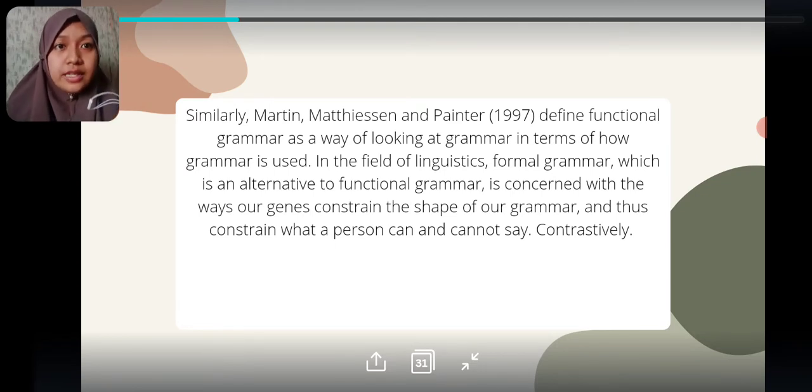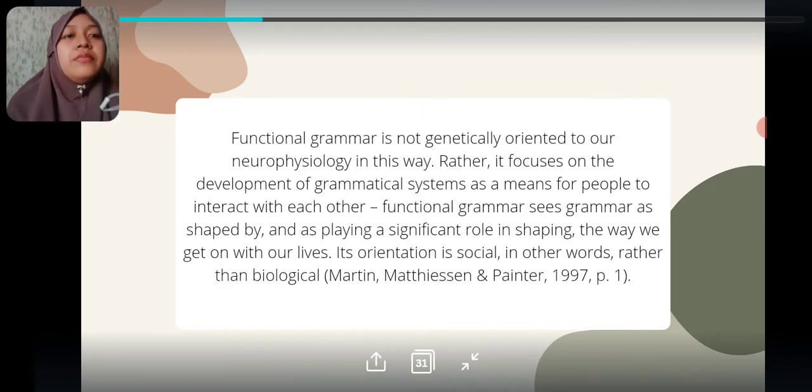Similarly, Martin, Matthiessen, and Painter define functional grammar as a way of looking at grammar in terms of how grammar is used. In the field of linguistics, formal grammar, which is an alternative to functional grammar, is concerned with the ways our genes constrain the shape of our grammar and thus constrain what a person can and cannot say constructively.